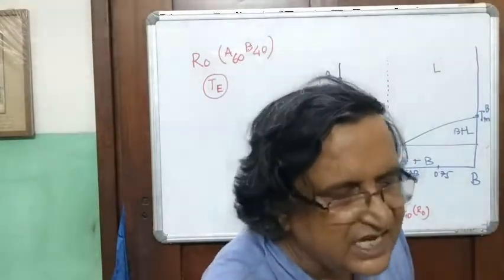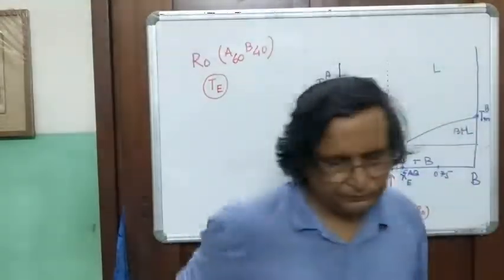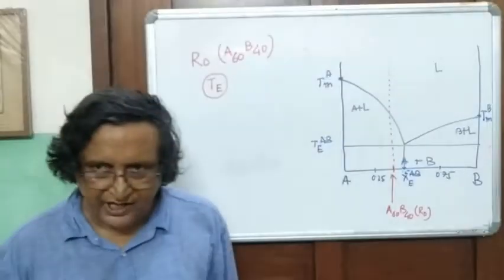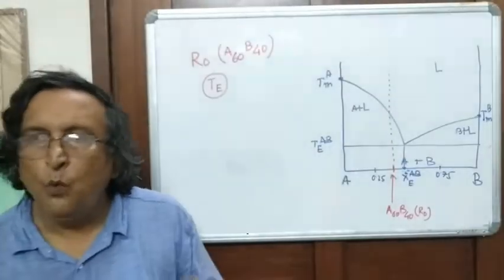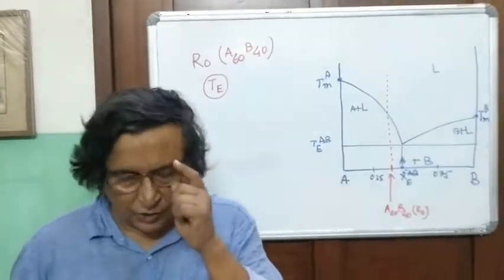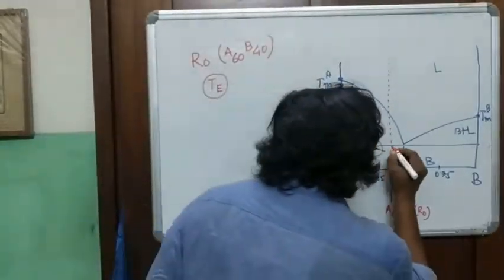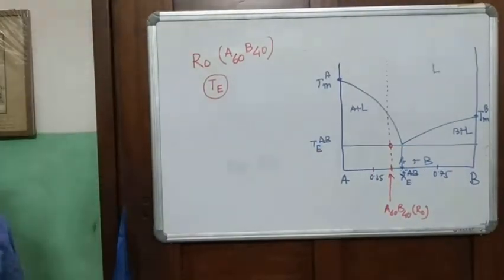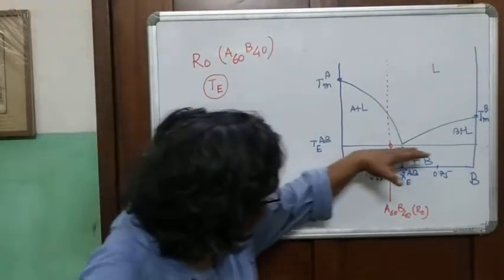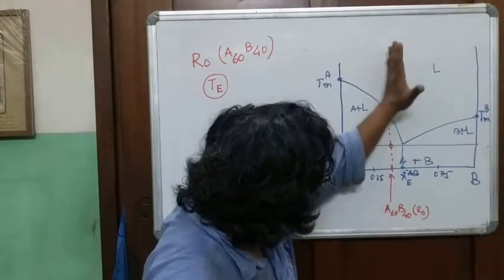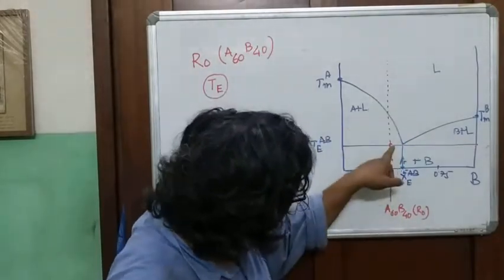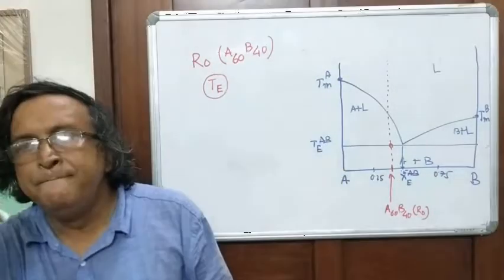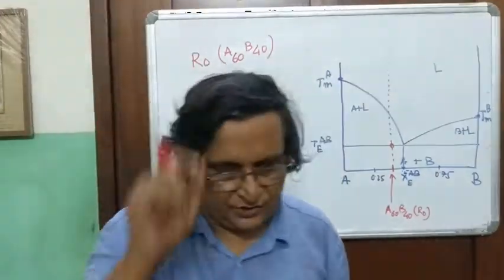That is where melting will occur. When we reach the eutectic temperature, melting will occur. So if we take this line now, we reach this point. Because the intersection of the temperature line and this line is the point where melting will start.